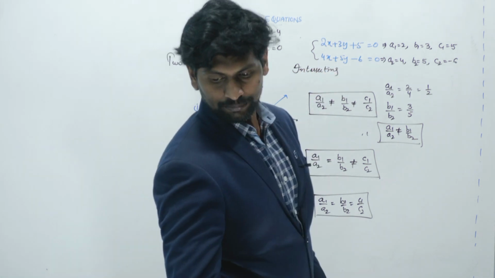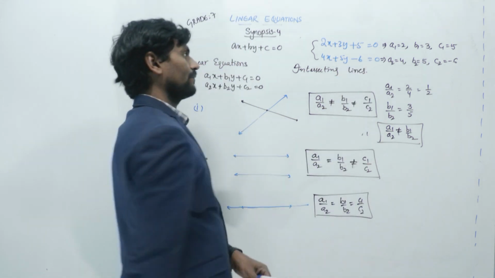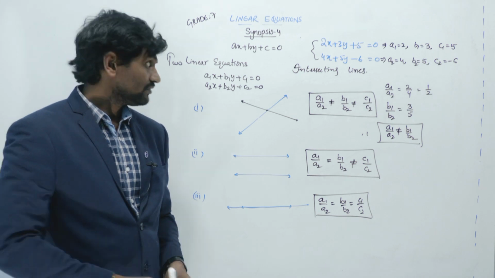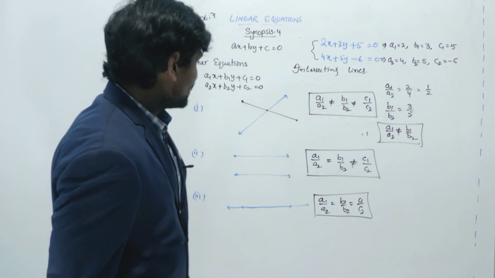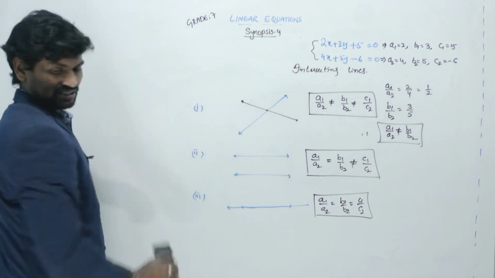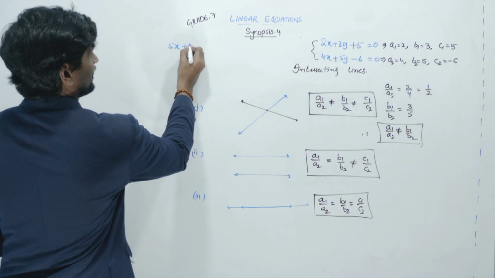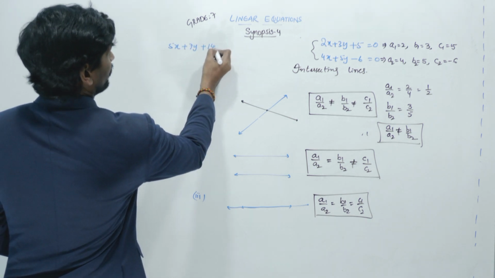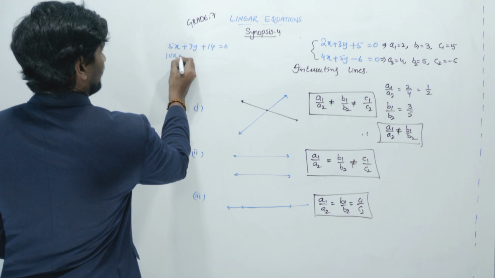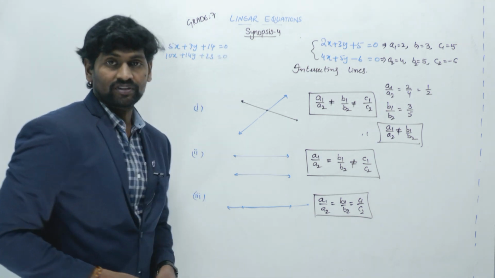These two equations represent intersecting lines. Now let us discuss the parallel lines situation. Let me take one more example: 5x + 7y + 14 = 0 and 10x + 14y + 23 = 0.